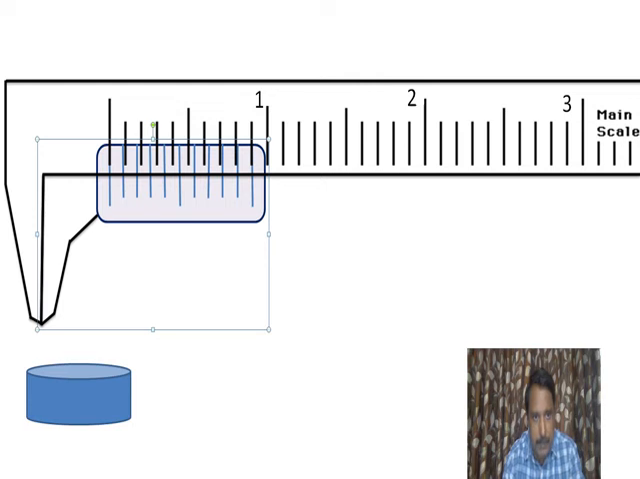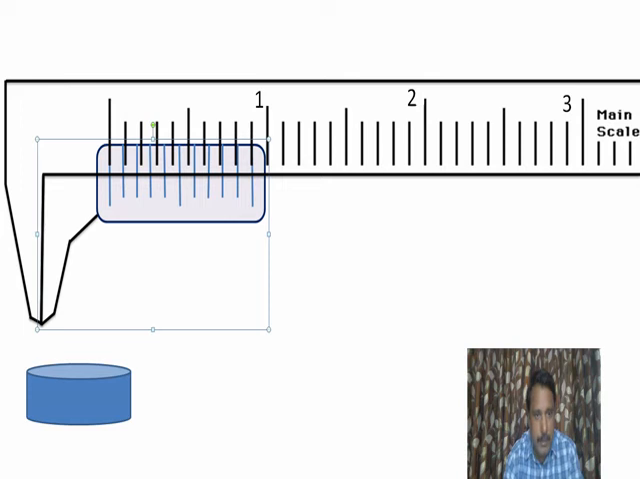Now I am moving my vernier scale and you have a look at it closely. Before we move, have a look. This mark is coinciding with the main scale. And this is the last division which is also coinciding. That tells me that these 10 divisions of Vernier scale are spaced within 9 divisions or 9 mm.